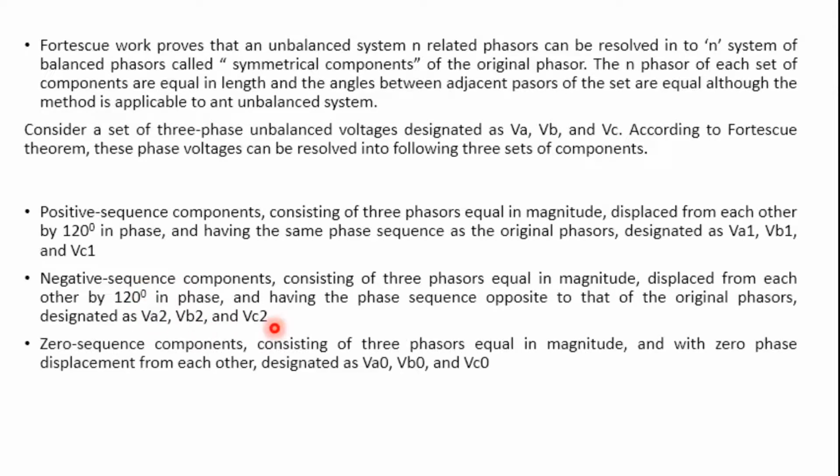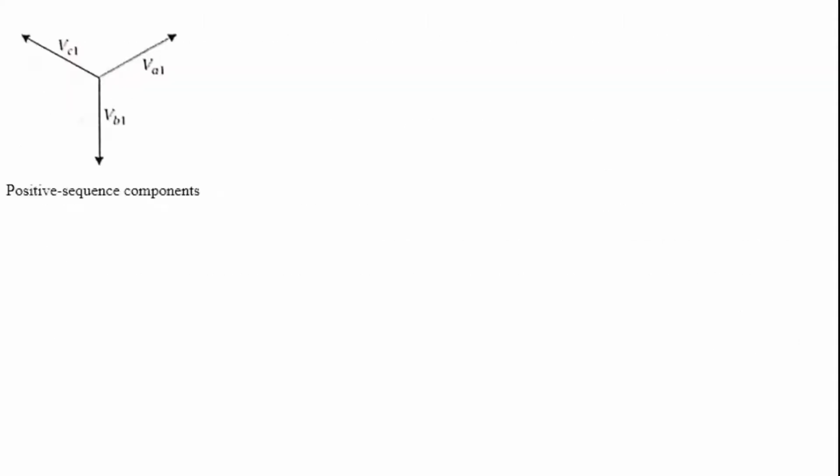Similarly, the zero sequence components consist of three phases equal in magnitude and with zero phase displacement from each other. It means there is no displacement from one phase to another. These are designated as VA0, VB0, and VC0. Let's understand what the positive, negative, and zero sequence components are.